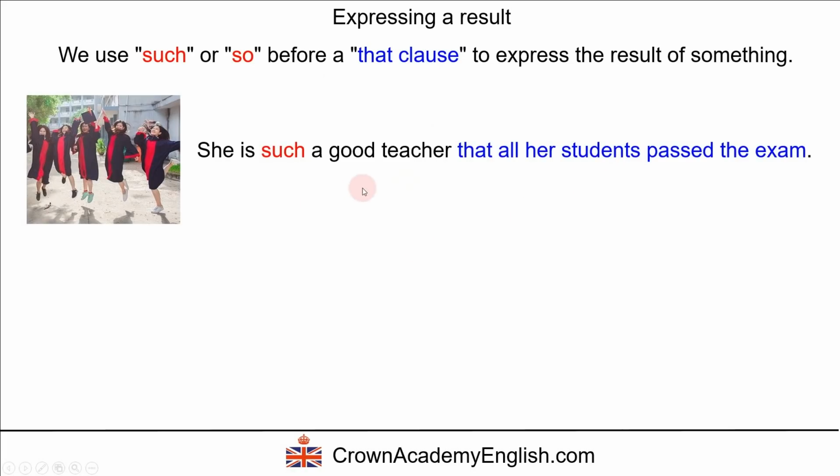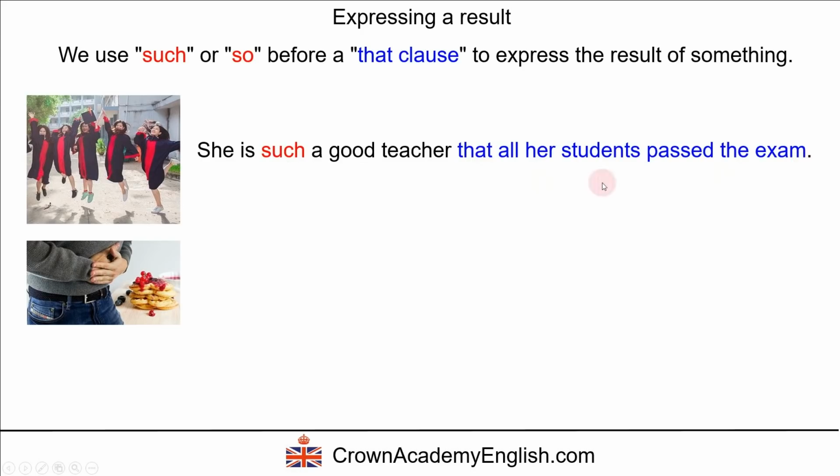She is such a good teacher that all her students passed the exam. So she is such a good teacher. So here we have the structure that we have already seen. Such, adjective, noun, and now we have a that clause. Whoops, sorry. This is a that clause. So this is the result of this.